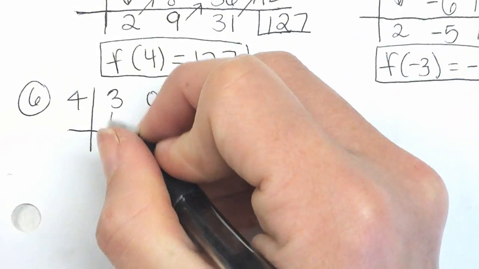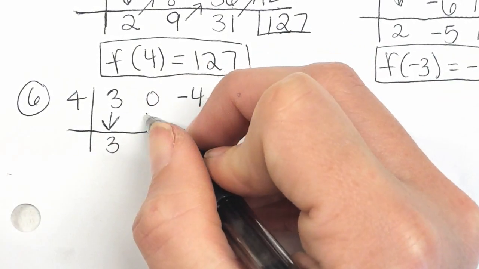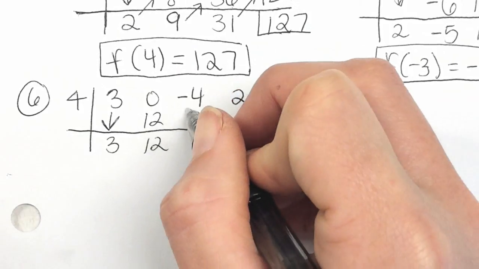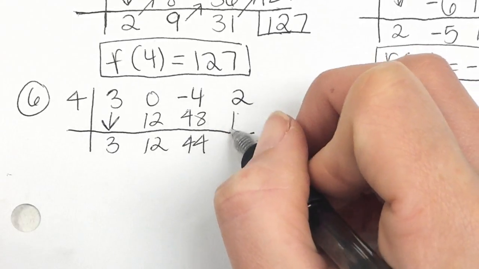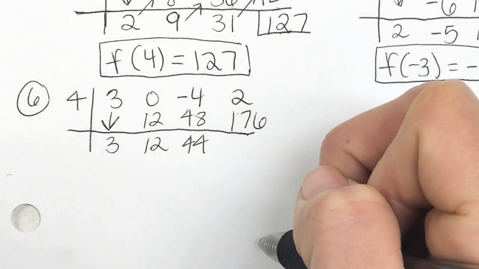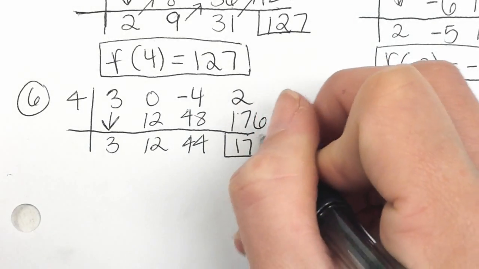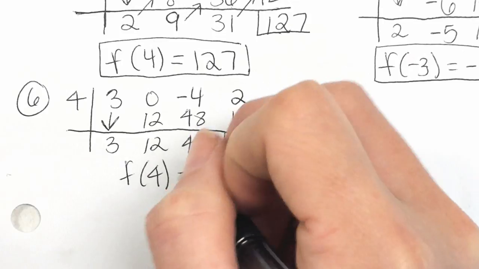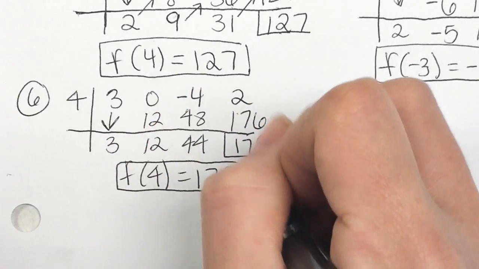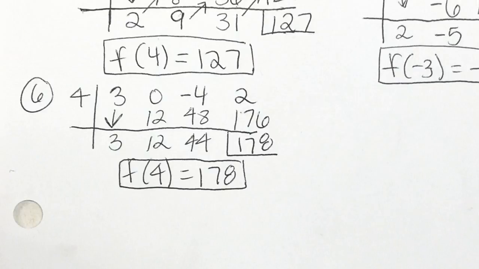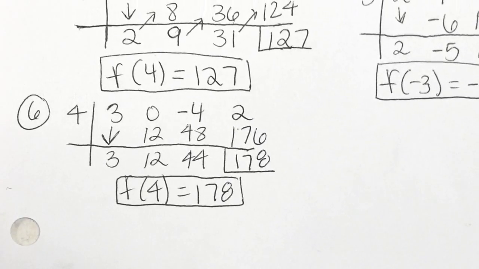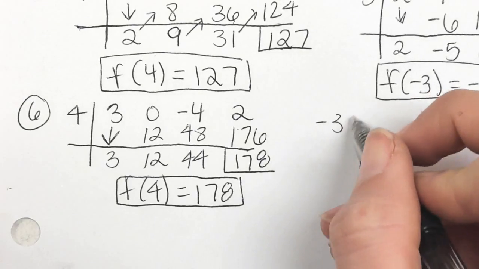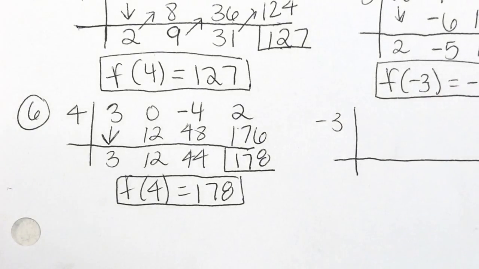Now we bring down the what? 3. Good. What goes here? 12. Here. 12. Here. 48. Here. Here. So here? Good. So f of 4 is 178. Questions? Alright, go ahead and be working -3 on your own, and I'm going to be right behind you so you can check your work. I'll give you a head start.